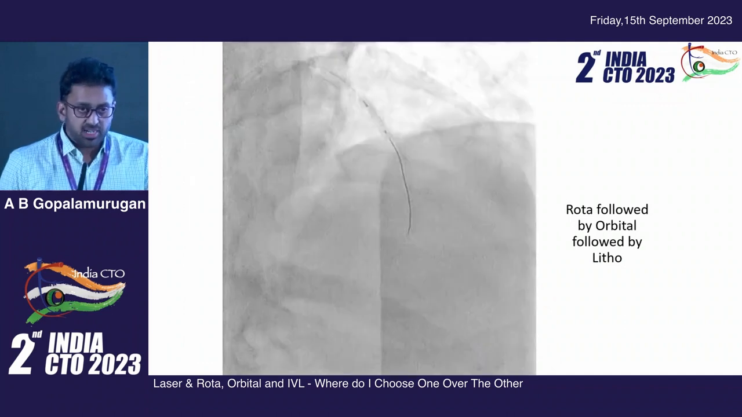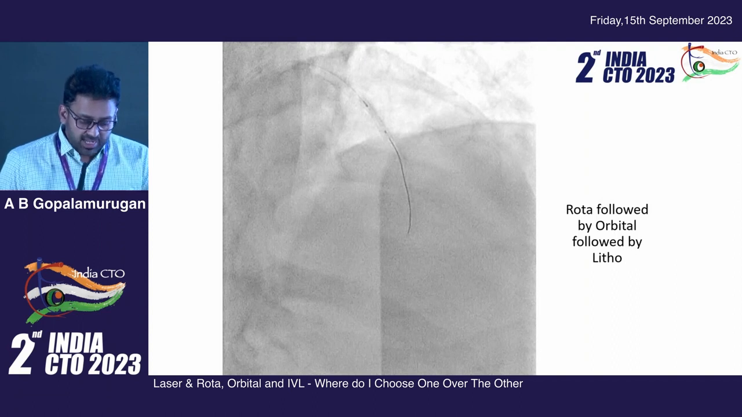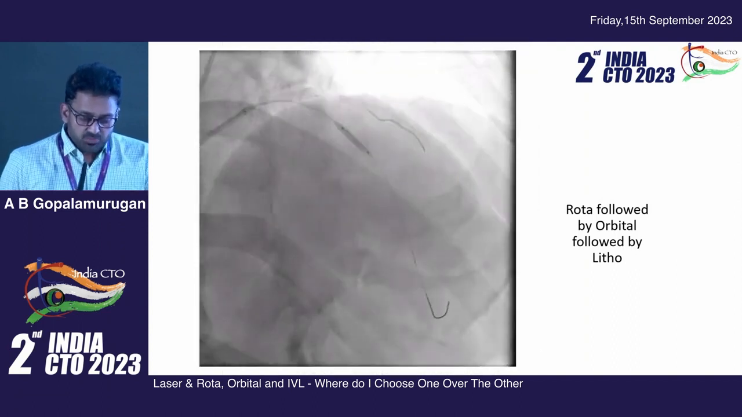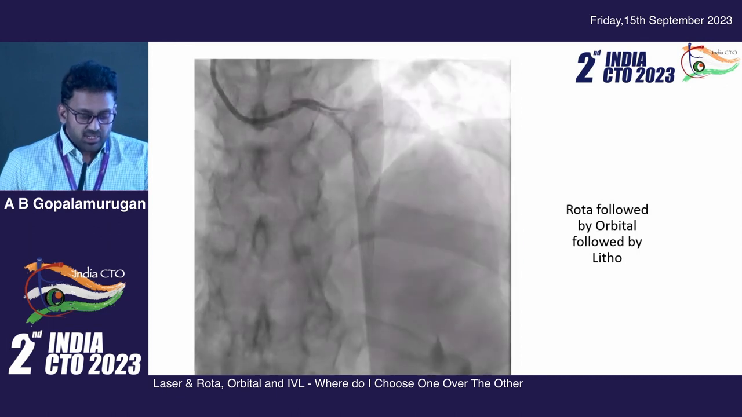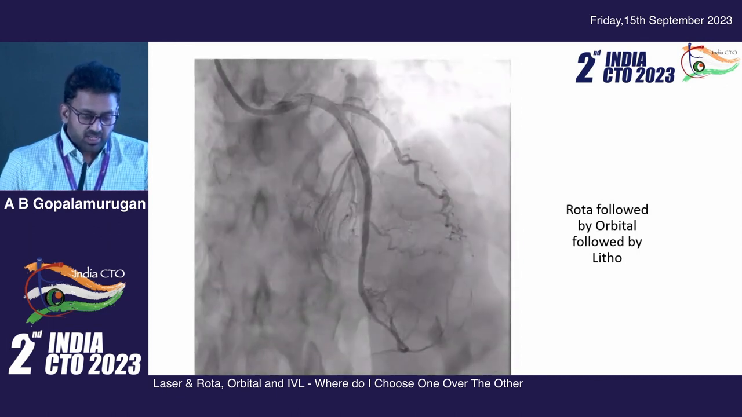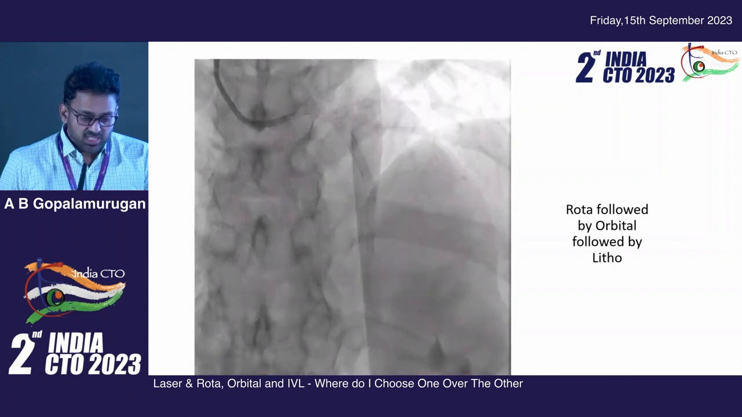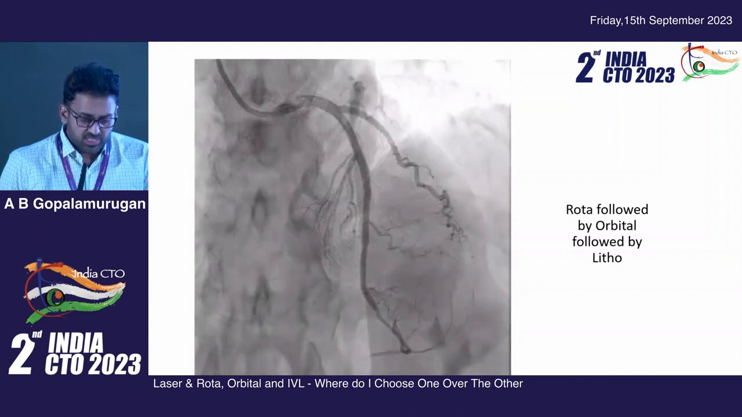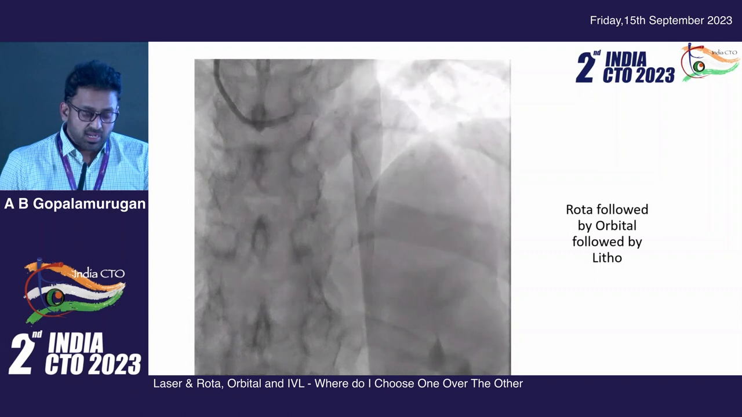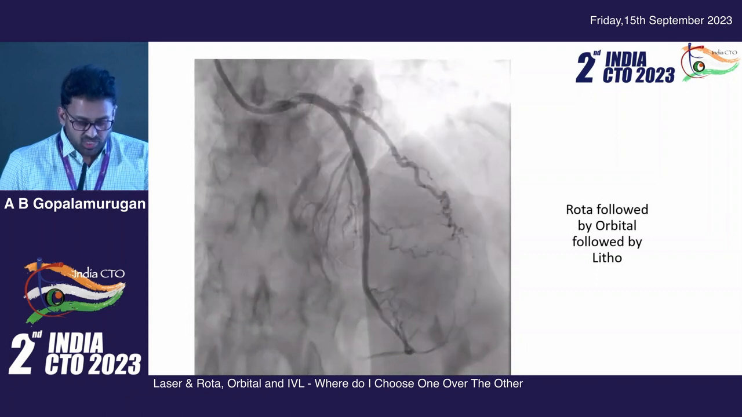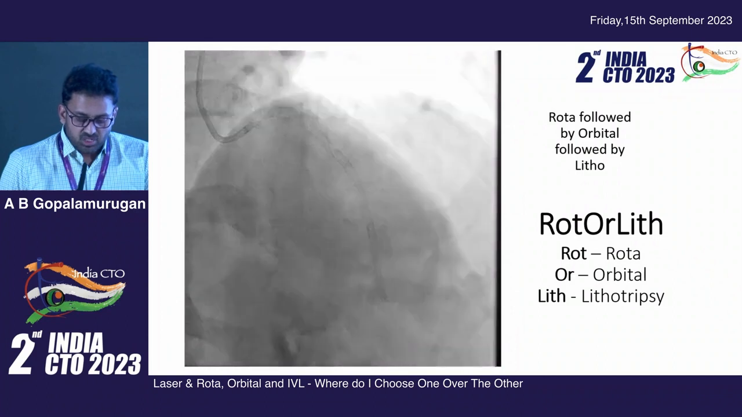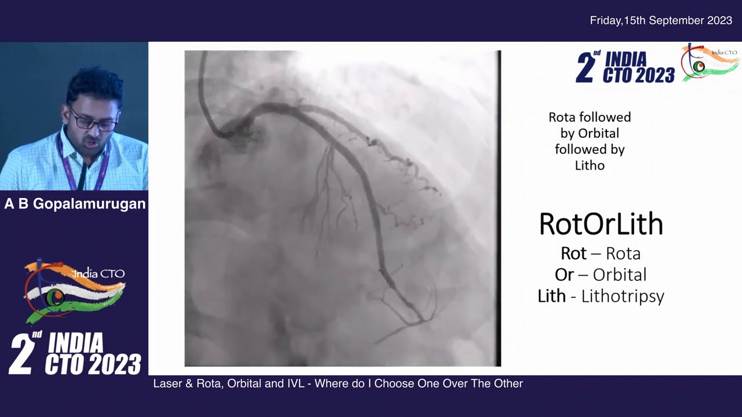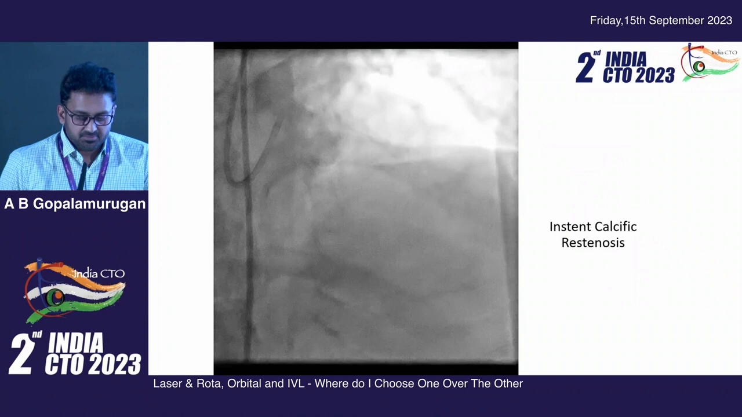And of course, to finish, because it's abluminal calcium, use lithotripsy also. This is a combination of orbital and lithotripsy, finally achieving a pleasing result. Quite a lot of stents, but you can see, thankfully, this is a dual ostium left main, LAD, and the bifurcation was reconstructed with the final result. So this is a rotorlith. We used rota, orbital, and lithotripsy.